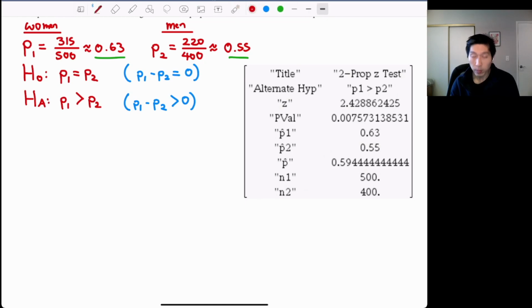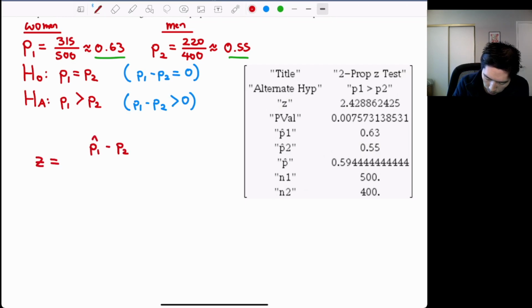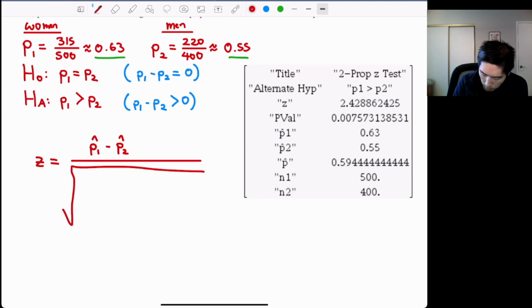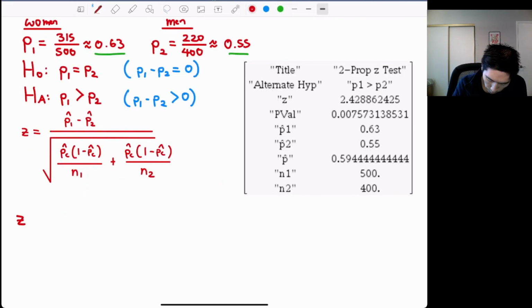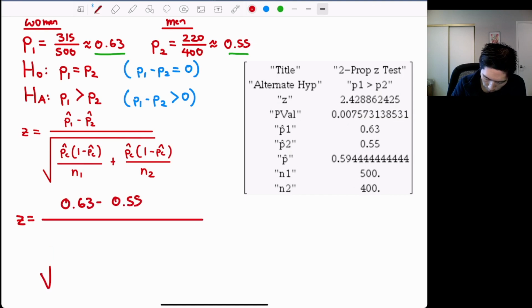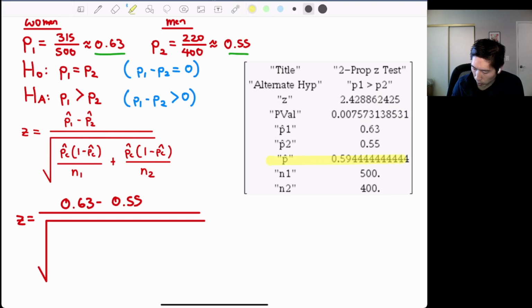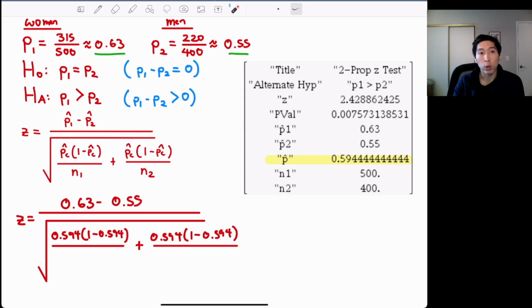Let's write it out. The formula is z is equal to p1 hat minus p2 hat all over the square root of p combined times 1 minus p combined all over n1 plus p combined times 1 minus p combined all over n2. And then we're just going to be able to fill in these values. So z is equal to p1 was 0.63 minus 0.55 all over the square root of the p combined is right there, 0.5944. If you recall, we already know our sample sizes. It was 500 and 400.